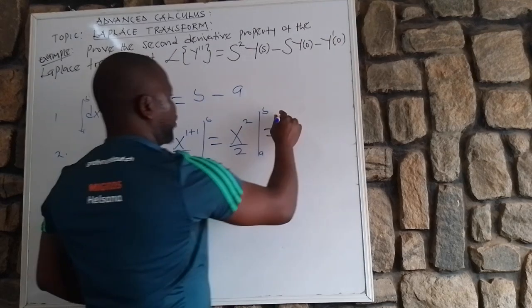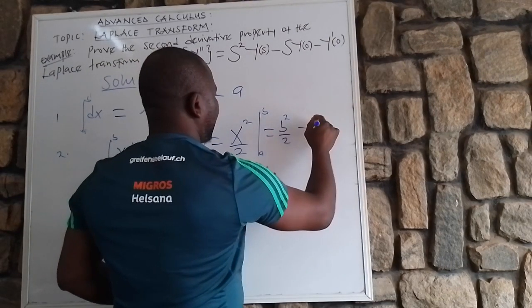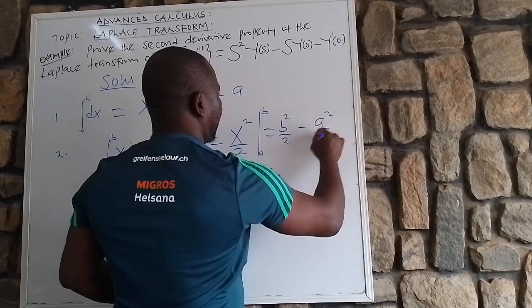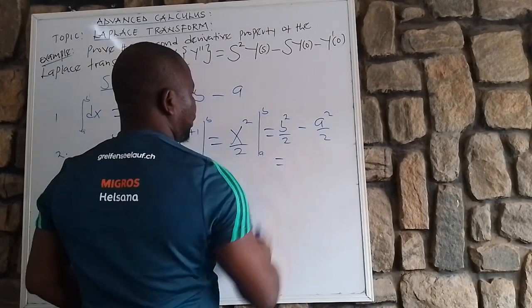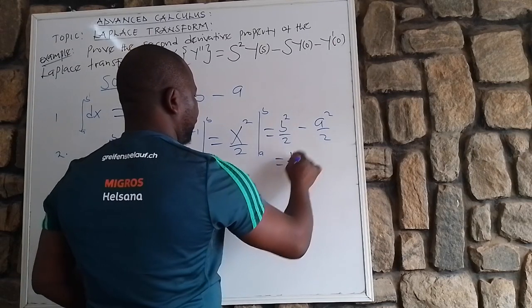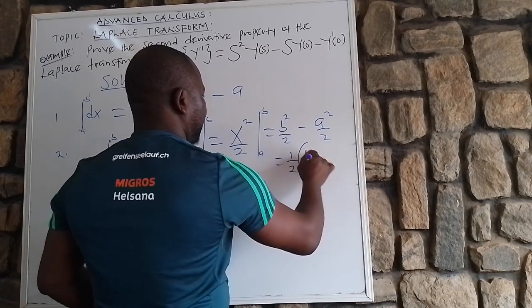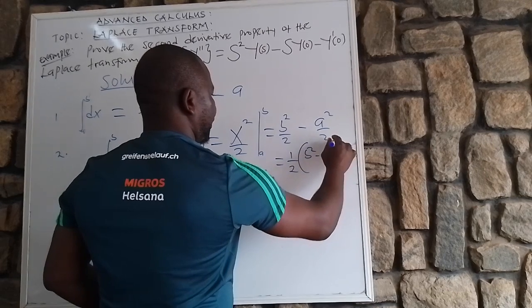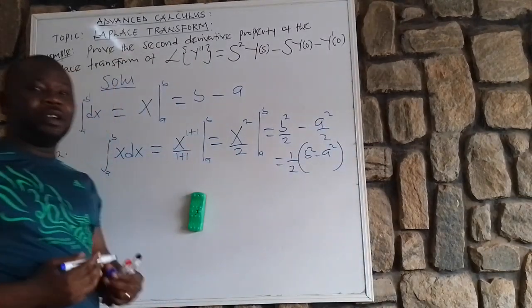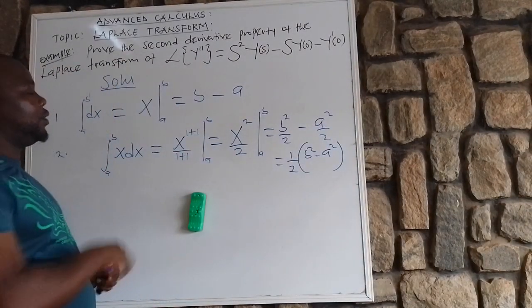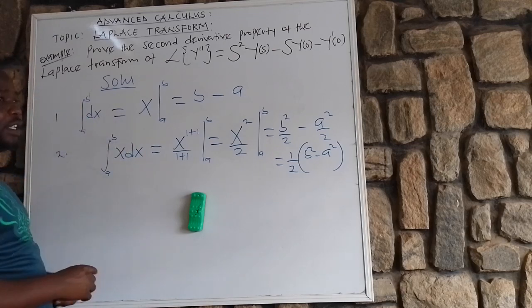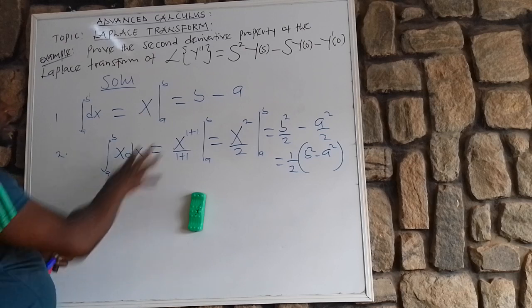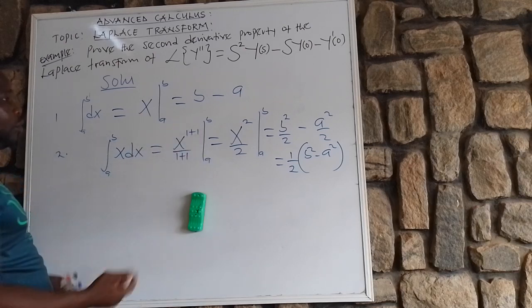Note that x is a square minus a square all over 2. This is the answer. Or, since 1 all over 2 is common, 1 all over 2, open brackets, b square minus a square. Is it difficult? So this is how to integrate definite integrals. And this is what we'll be using all through.